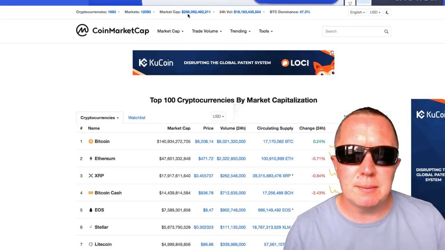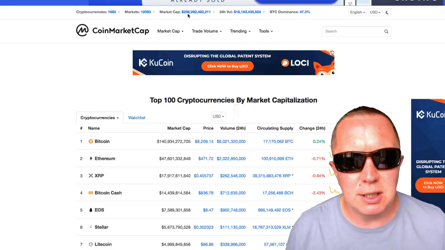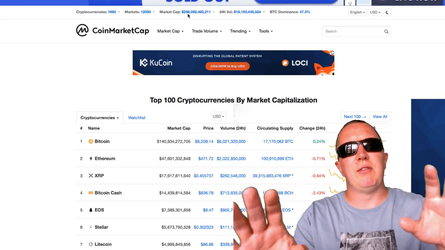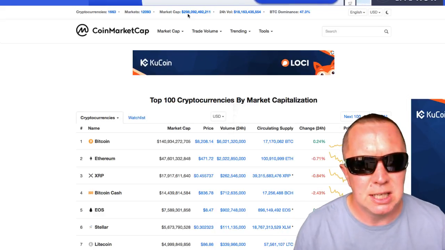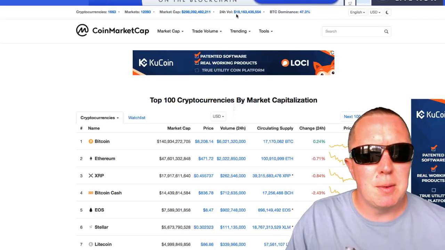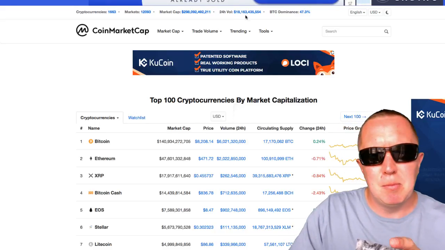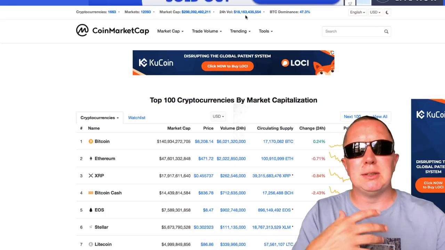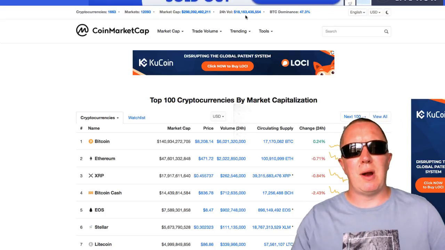But the market cap for cryptocurrency at the moment is $298 billion. So there's $298 billion across all of these coins. That's Bitcoin and all the altcoins. So the 24-hour trade volume across all coins is $18.1 billion in the last 24 hours. So that's the amount of coins being traded in the last 24 hours.